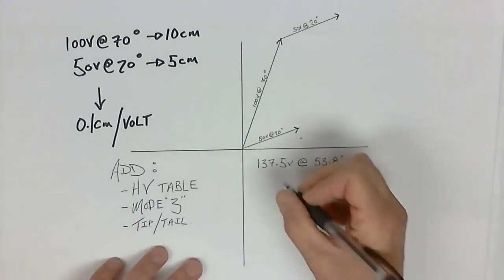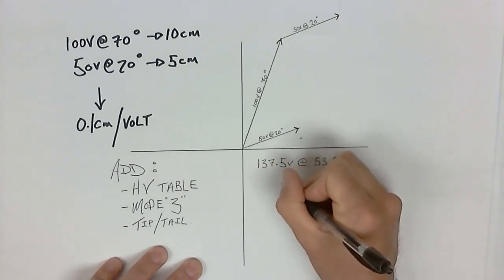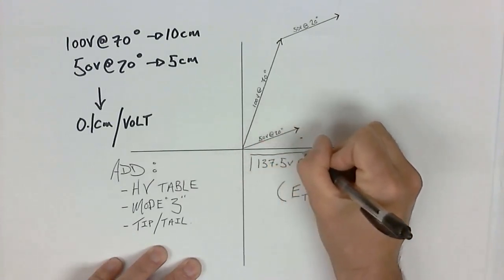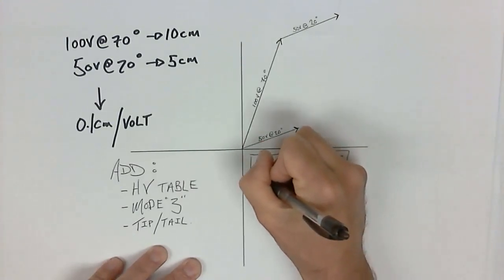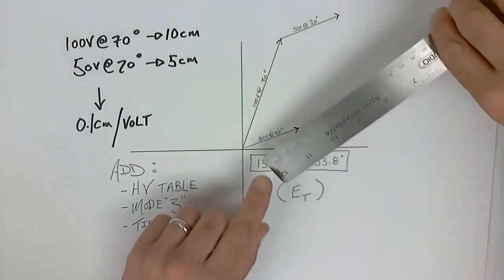And so what is this value? This is E total, or simply the sum of our two phasors. So let's see how close we get. 137.5, how long should that be? That should be about 13.7 centimeters.